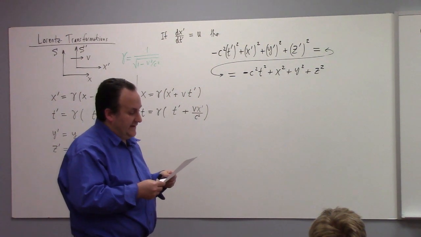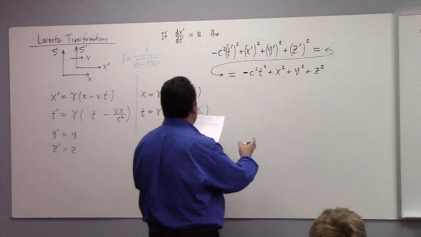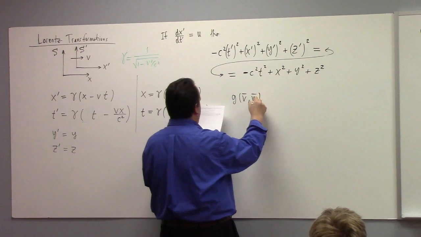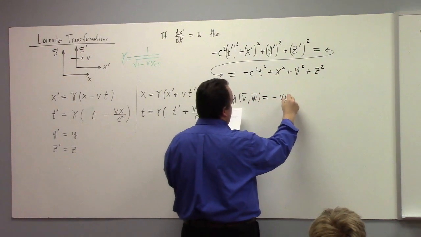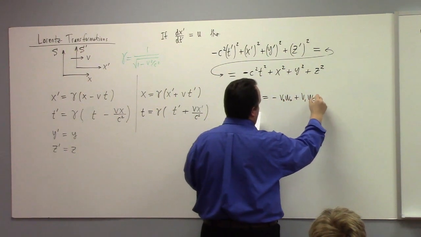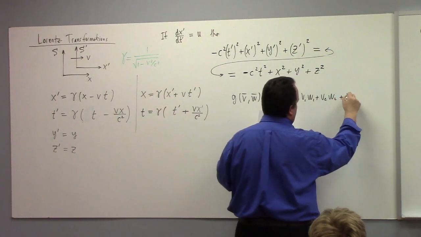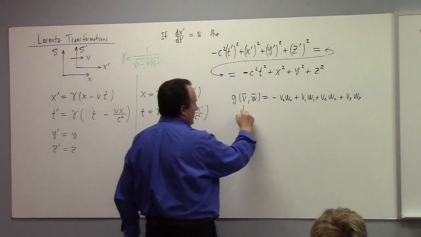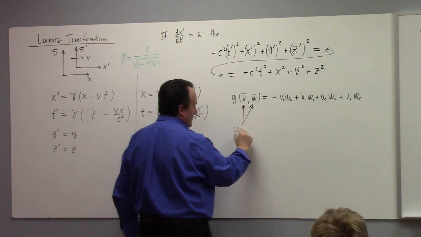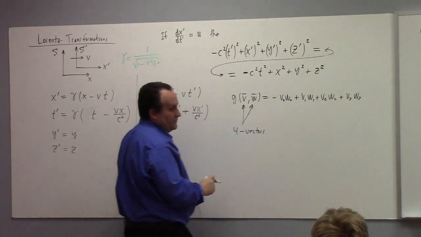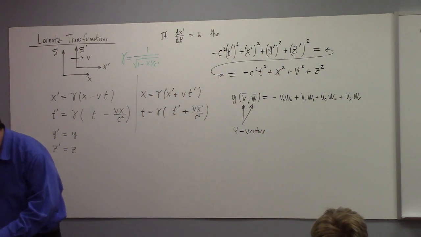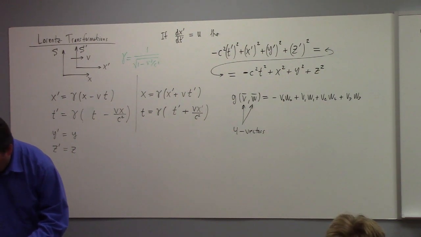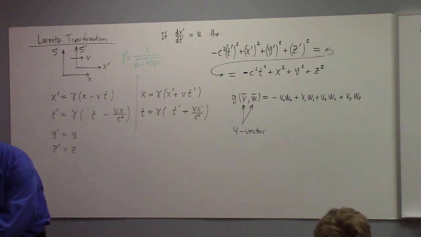So I define, in problem 84, G of V bar, W bar equal to minus V naught W naught plus V1 W1 plus V2 W2 plus V3 W3, like that. So these are what are called four vectors. These are four vectors, which is to say that they're vectors in space and time.